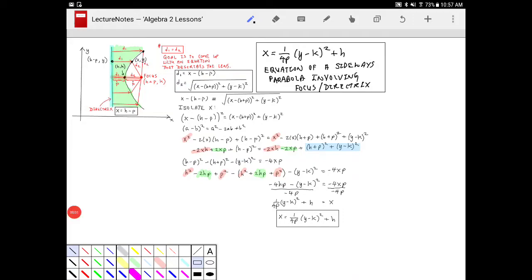Hello students, in the last video we looked at the derivation for the equation that describes the lens, and as it turned out, it was the equation of a sideways parabola involving something called a focus and a directrix. So in this video we are going to develop the equation for a lens that's oriented not in this position but in another position.